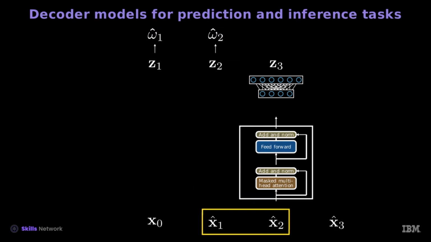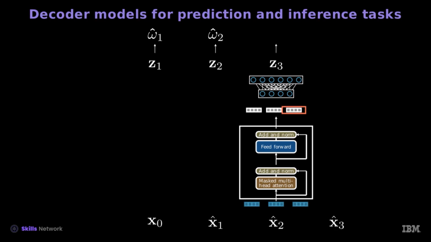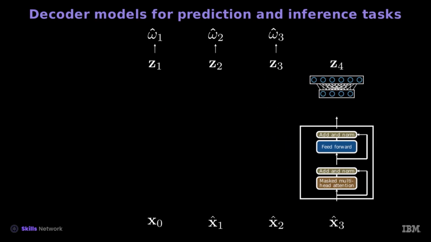This newly predicted token and the previous embeddings are fed back into the decoder. This sequence of events produces 3 contextual embeddings, and once again, the final embedding is used to predict the subsequent token. This cyclical process repeats itself throughout the model's operation. It should be noted that positional encoding is added at each step.